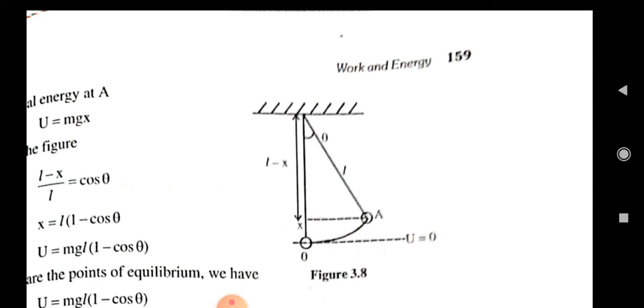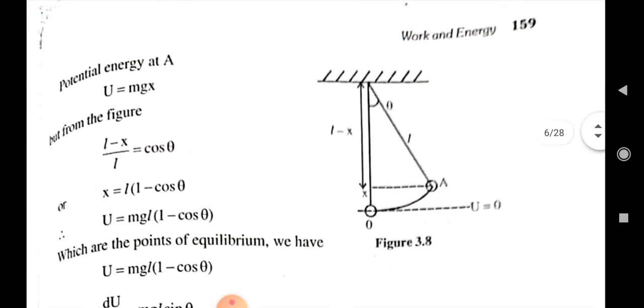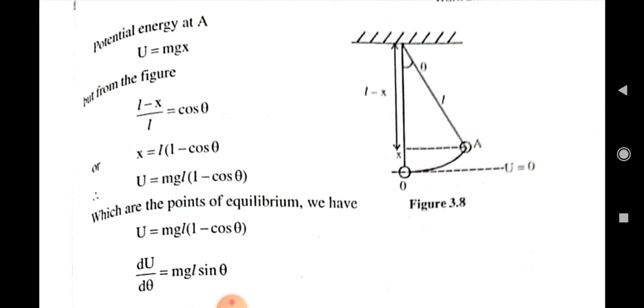From the figure we can say that cos theta is equal to L minus x by L, where x is the distance upward from ground level. So substituting, we get u is equal to mgl into 1 minus cos theta.